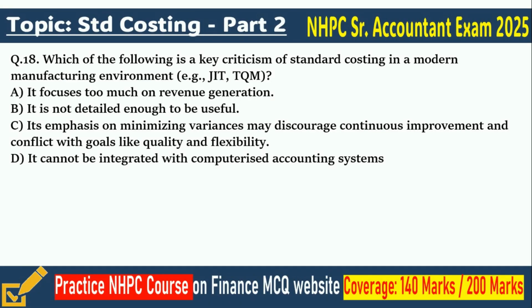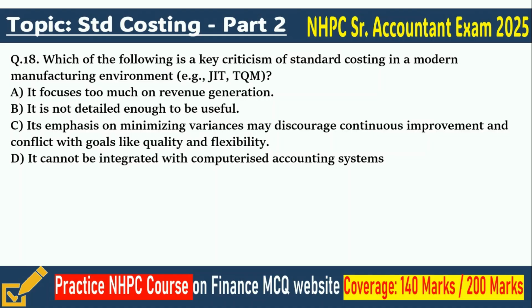Which of the following is a key criticism of standard costing in a modern manufacturing environment like JIT, that is just in time, or TQM, that is total quality management? Option A, it focuses too much on revenue generation. Option B, it is not detailed enough to be useful. Option C, it emphasizes on minimizing variances, may discourage continuous improvement and conflict with goals like quality and flexibility. Option D, it cannot be integrated with computerized accounting system.